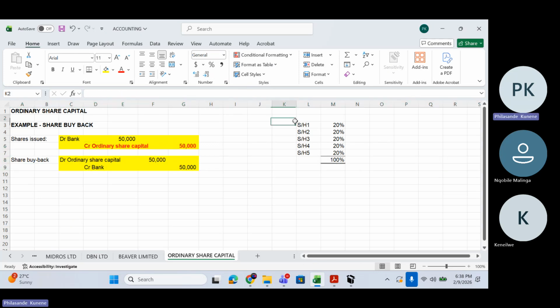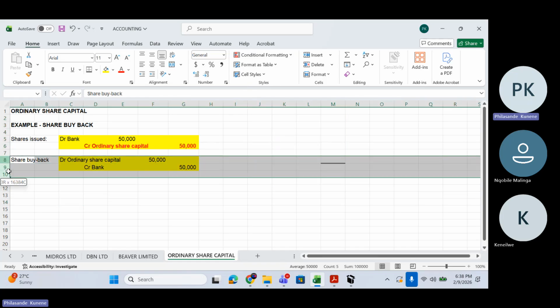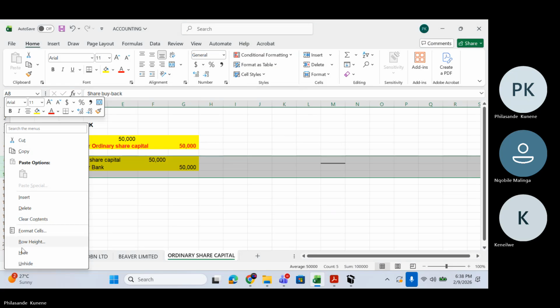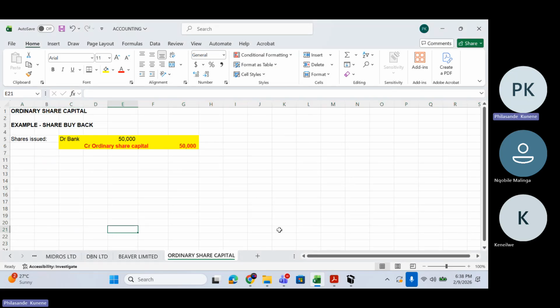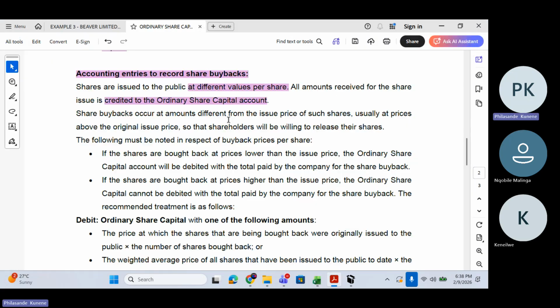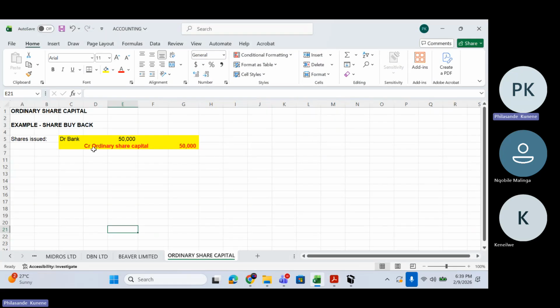Right? Let me just remove the other scenario for now. I don't want us to see this for now, but I will show it. You see what they're saying? All amounts received for the share issue is credited to the ordinary share capital. They're talking about this: debit bank and credit the ordinary share capital. We understand that. I've already spoken about it.